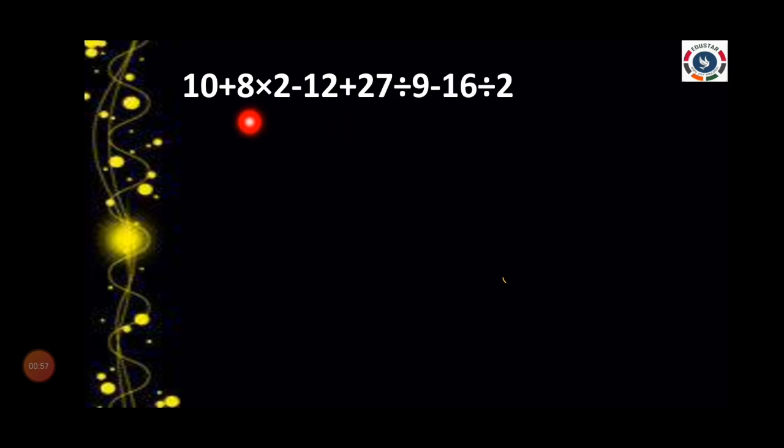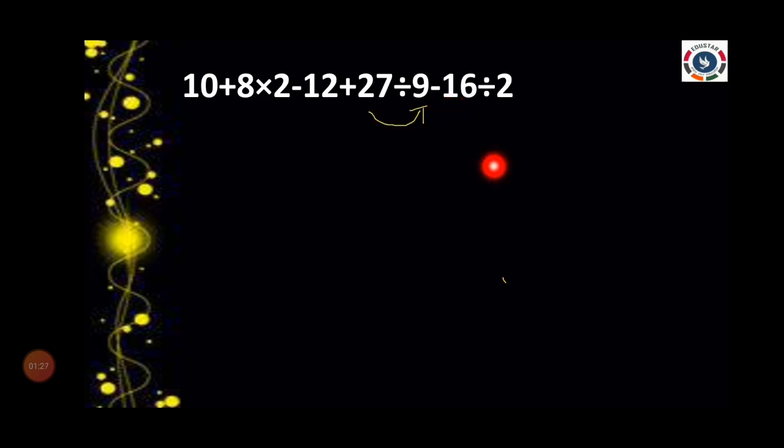One more example I'm going to give you: 10 plus 8 into 2 minus 12 plus 27 divided by 9 minus 16 divided by 2. It is a very long sum, but it is very easy to do if we follow the simplification rule DMAS, and you will get the answer correctly. If you change the order while doing that, you will get a wrong answer. So it is very important to follow the rules here.